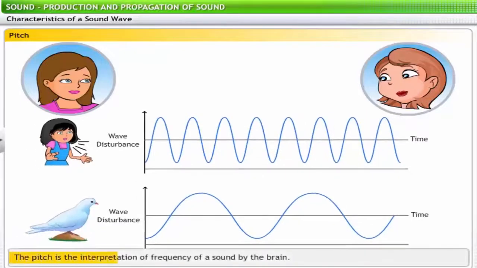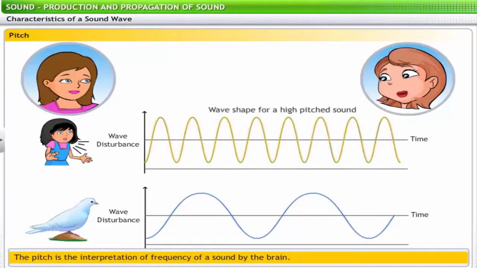The pitch is the interpretation of frequency of a sound by the brain. Commonly, pitch is taken as the frequency of sound. A scream is a high-pitched sound, since the frequency of a scream is high. Similarly, the cooing of a pigeon is a low-pitched sound.